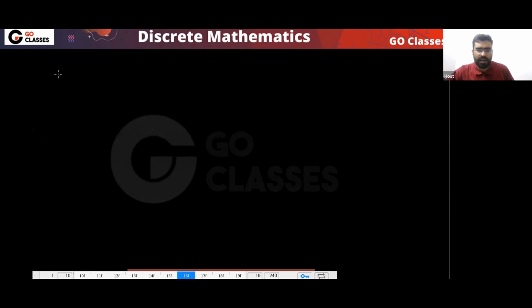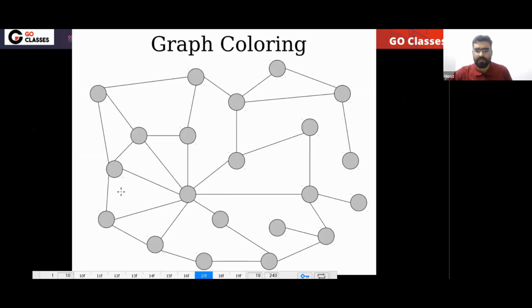For example, if you have this graph and we want to do vertex coloring, it means the adjacent vertices should get different colors. Here these vertices are adjacent, so they should get different colors. These two, can they get the same color? Yes. We don't care about them. They can get the same color or a different color. We only care about adjacent vertices. Adjacent vertices should get different colors.